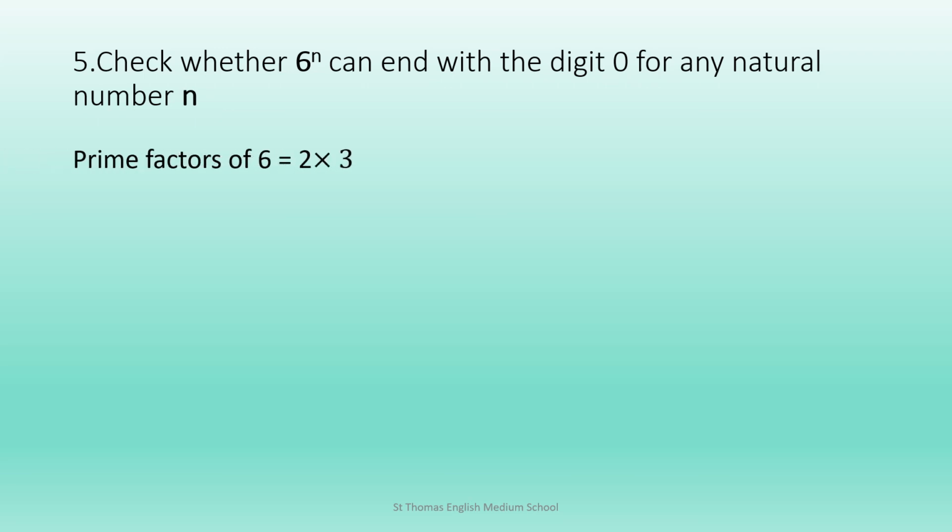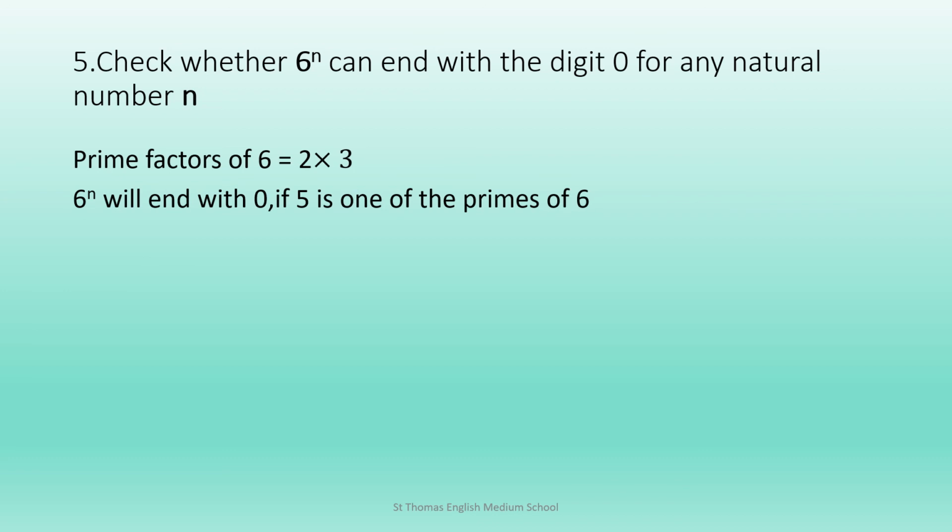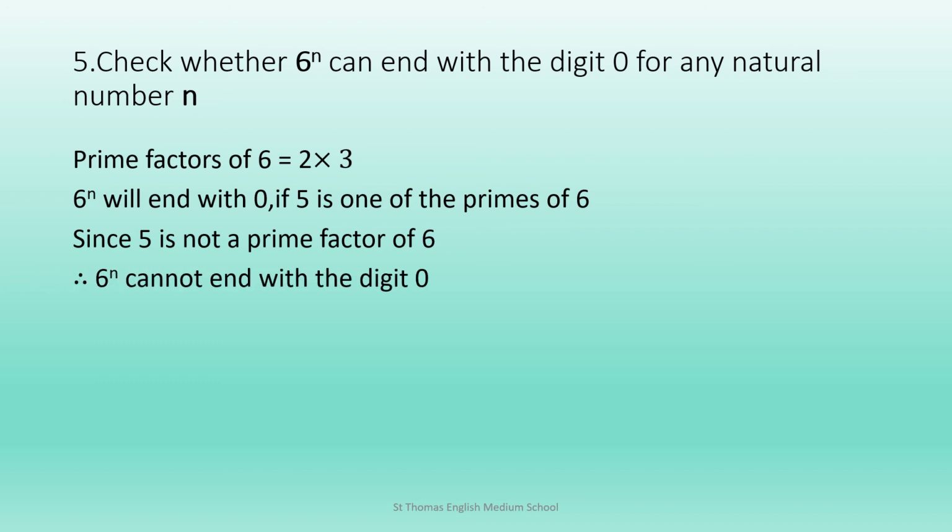Question number 5. Check whether 6 raised to n can end with the digit 0 for any natural number n. The prime factors of 6 are 2 and 3. 6 raised to n will end with 0 if 5 is one of the prime factors of 6. Since 5 is not a prime factor of 6, 6 raised to n cannot end with the digit 0.